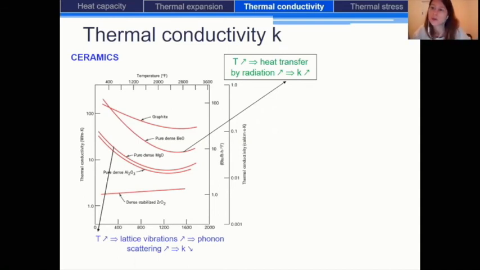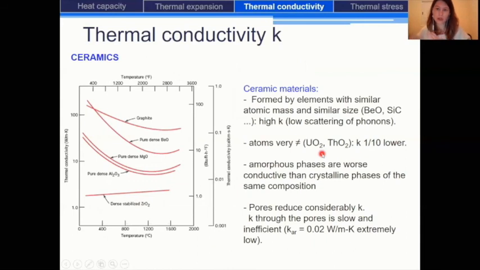increases due to another phenomenon, which is radiation. So in fact, when it reaches high temperature, we have an electromagnetic wave that is emitted from the hot region, which is an infrared radiation, and that will propagate and be transported in the material to the colder region. And so this explains why the thermal conductivity increases again after a certain temperature for ceramics.